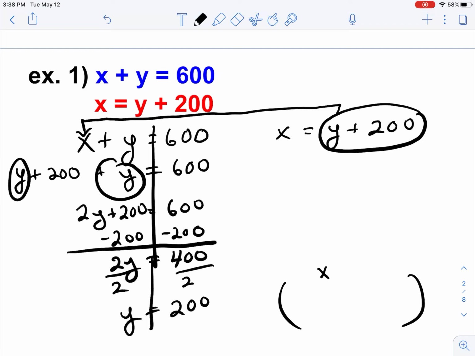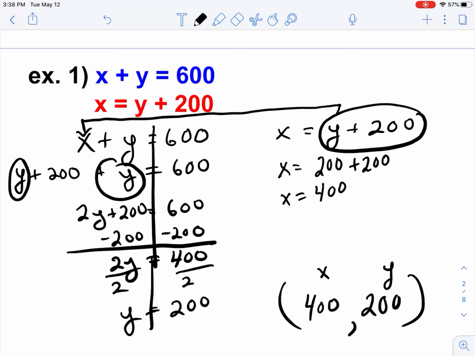So let's start setting up our solution. Remember, our solution is a coordinate. It's the place where the lines would cross if we had graphed it. So our y coordinate is 200. Now go back to the other equation, the one you haven't used yet, the one that says x equals, and we're going to find the value of x. Since we already know what y is, we can replace y in this equation with 200. So we get x equals 200 plus 200. So we have x equals 400. So our answer is 400, 200.